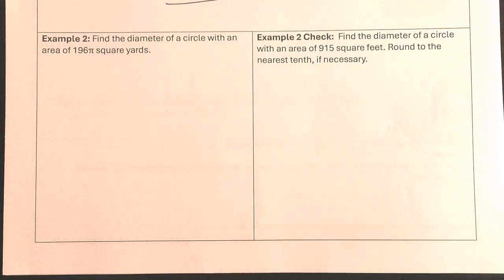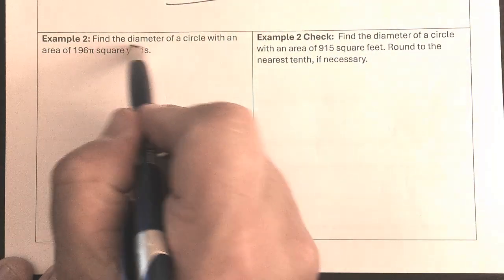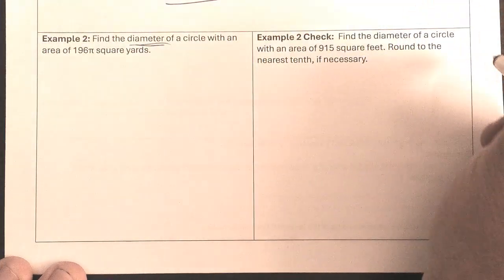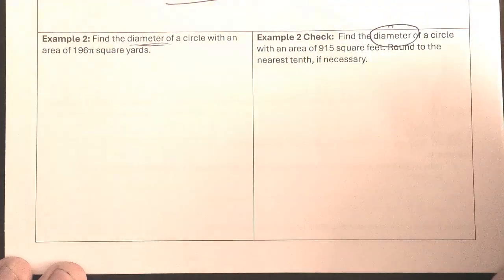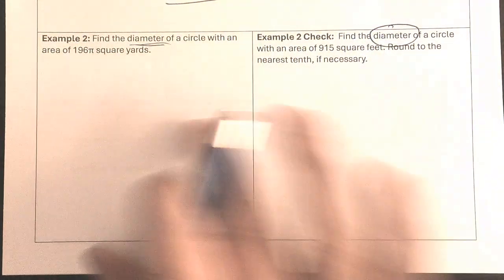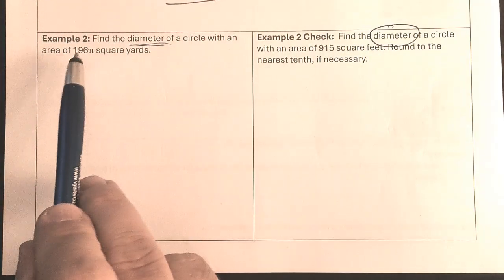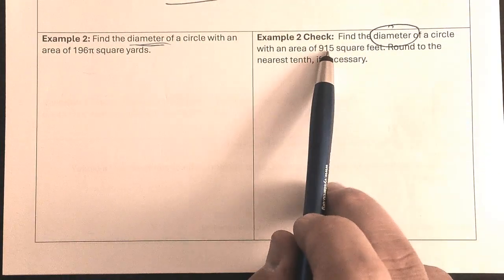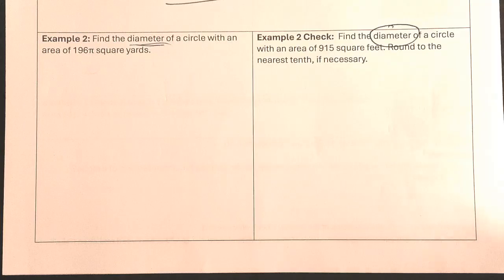Example 2 at the bottom. Find the diameter. And over here, you guys are going to also find the diameter. It's going to work the same way. Mine already has pi in the answer. Yours doesn't. You're just going to divide by pi. If you're listening, shouldn't be a problem.